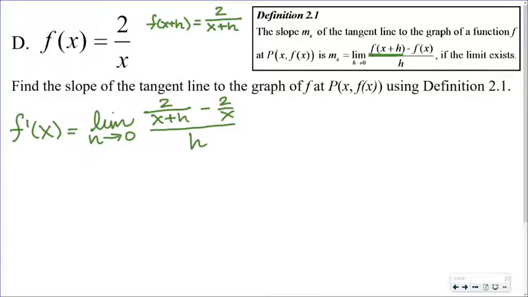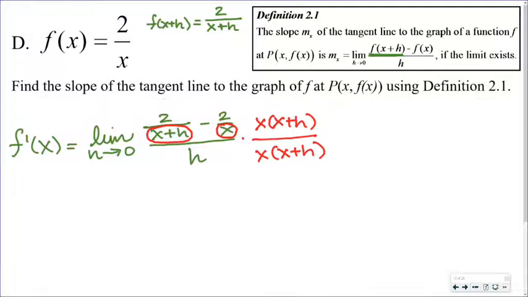So the first thing I'm going to do is get rid of the complex fraction, meaning I'm going to get rid of the little fractions in the fraction. So I'm going to multiply by x plus h over x plus h to get rid of those. I'm going to multiply that in. Now, when I multiply to the first fraction in the numerator, the x plus h's are going to cancel. And I'm just going to get a 2x.